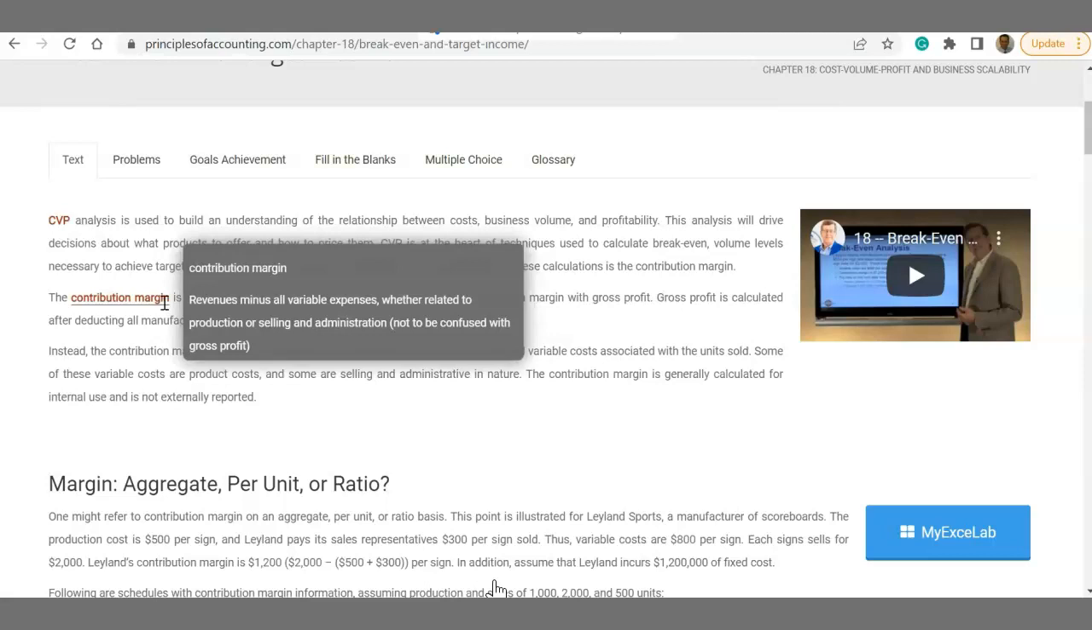Again, contribution margin is different than gross profit. Okay, contribution margin is revenues minus all variable expenses, whether related to production or selling and administrative expenses, doesn't matter. Every single variable expense. So revenues minus variable expenses gives you a contribution margin, which you can contribute towards paying all fixed expenses.